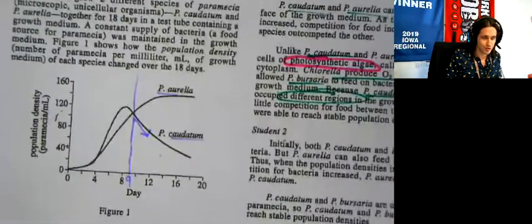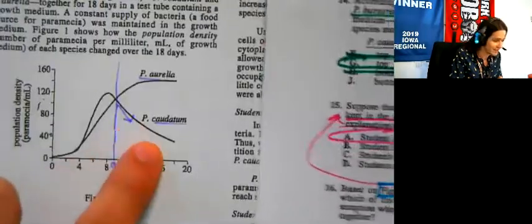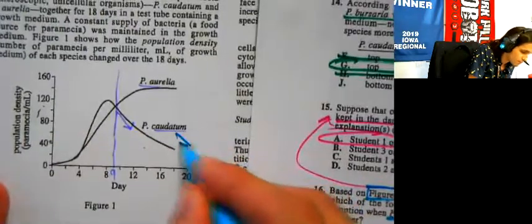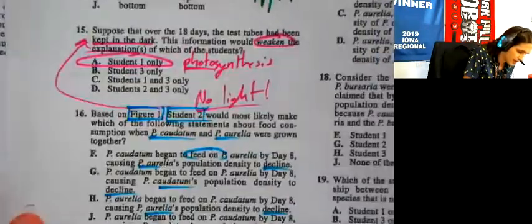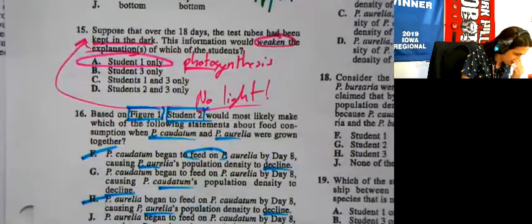Figure 1, student 2. Who's going down? Well, cow datum's going down. So who are we eating? Must be eating cow datum. Great. So got to have cow datum declining. So we'll go look, and it's not F, and it's not H. So it's got to be G or J.